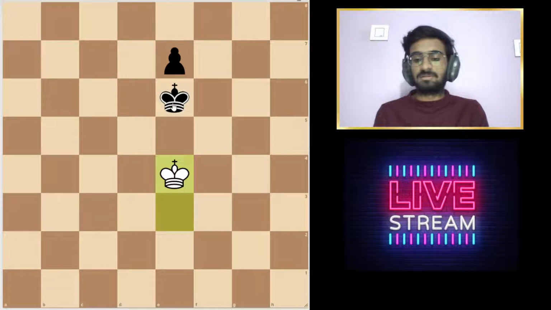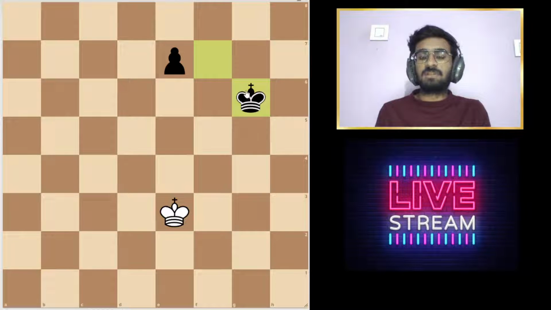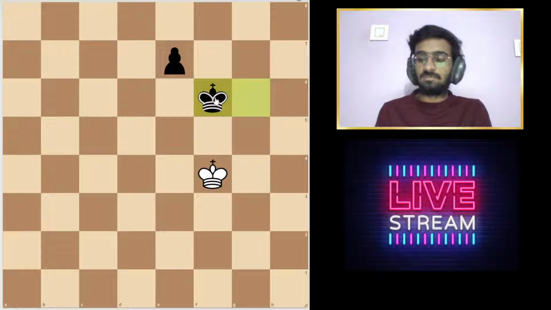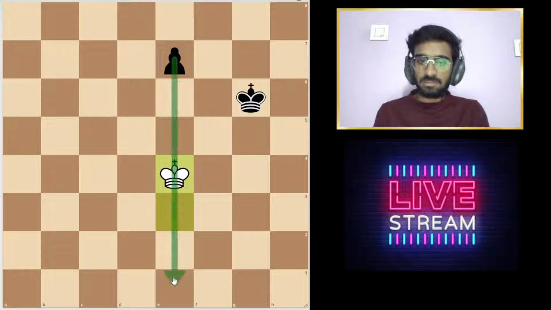And if black tries to be smart and goes here, somehow trying to pull you here, don't fall into this trap. If you go somewhere here, then he will come here, and now he is the one who played the move and opposition has happened. So black will win the game. So it's important for you to continue to stay on this file.